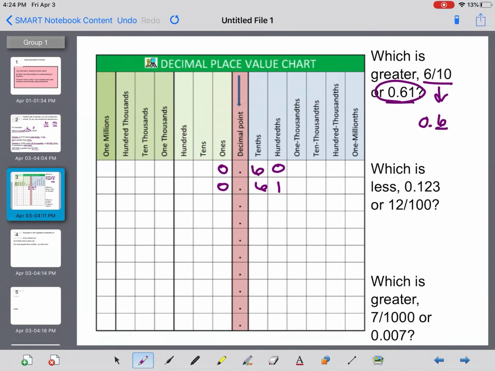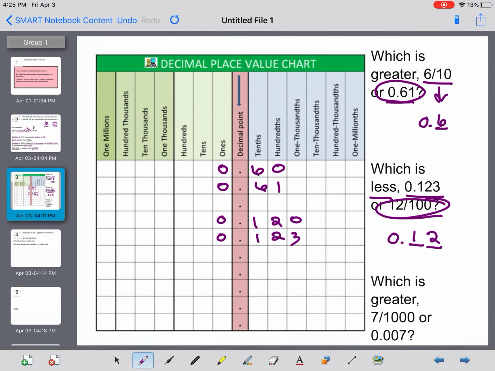Okay, next one, which is less, 123 thousandths or 12 over 100. So again, I'm going to convert my fraction into a decimal so I can use my place value chart. I know I'm going to have two place values after the decimal, and those numbers are 12. So I have 0.12 or 12 hundredths versus 123 thousandths. Again, I can put a placeholder in there, so I'm looking at 120 thousandths versus 123 thousandths. So the lesser number is in fact 12 over 100.